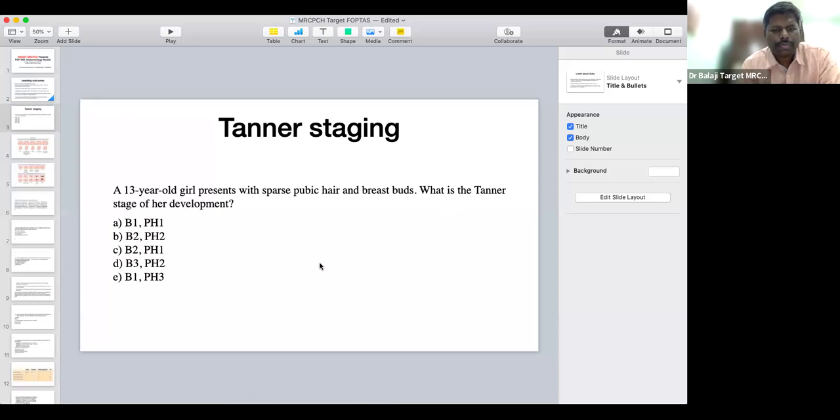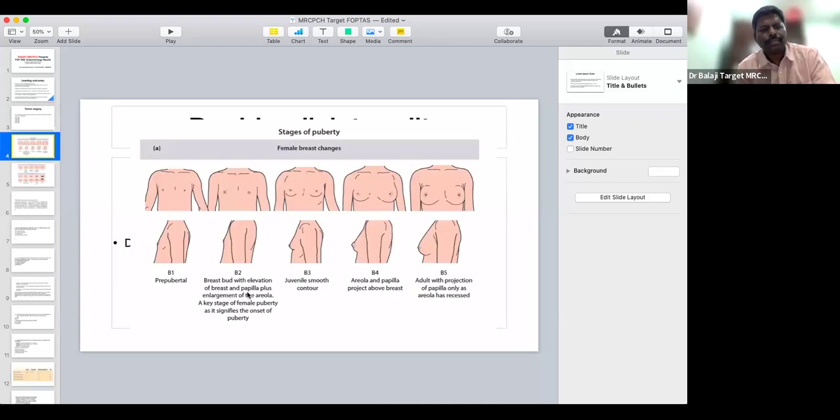So often they ask about the Tanner staging. A 13-year-old girl presents with sparse pubic hair and breast buds. What is the Tanner stage of her development? Can anyone tell that? 3. Yeah, so this is very commonly asked. It's a simple question. You just have to learn the Tanner staging. Once you are sure, you can get the marks here.